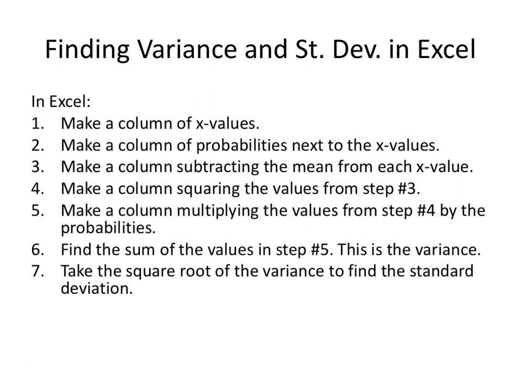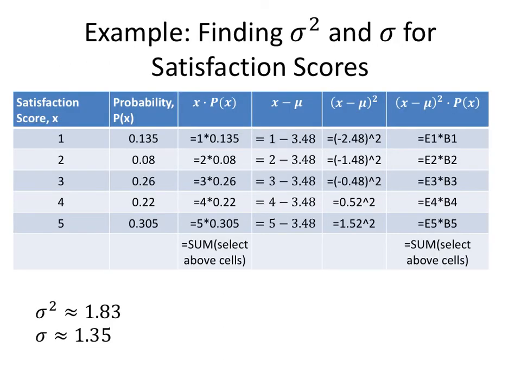Again, I have a video you can watch that's more detailed, showing you step by step with me talking through it. It will be called Finding Variance and Standard Deviation in Excel. Here is what it would look like. So I have my x scores, my probabilities, and then a column with my x times my probabilities with the sum, and remember that value is my mean.